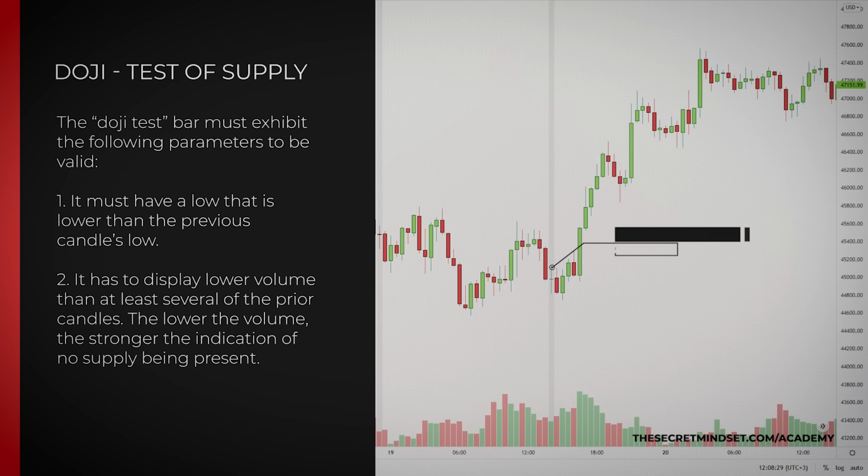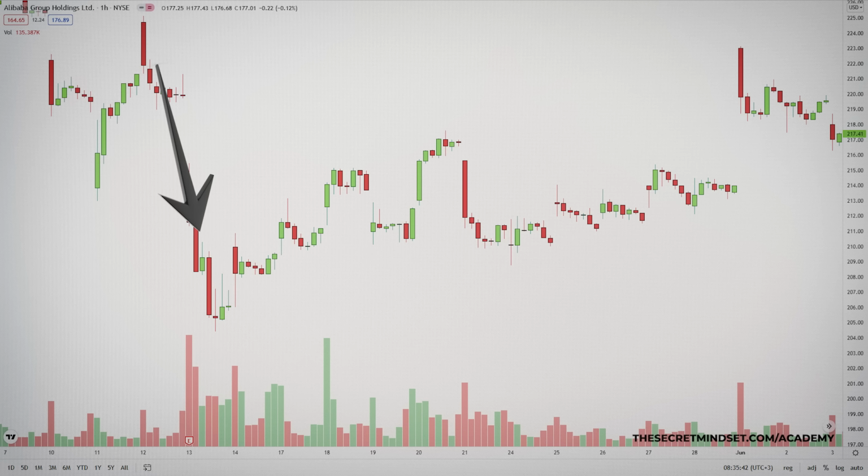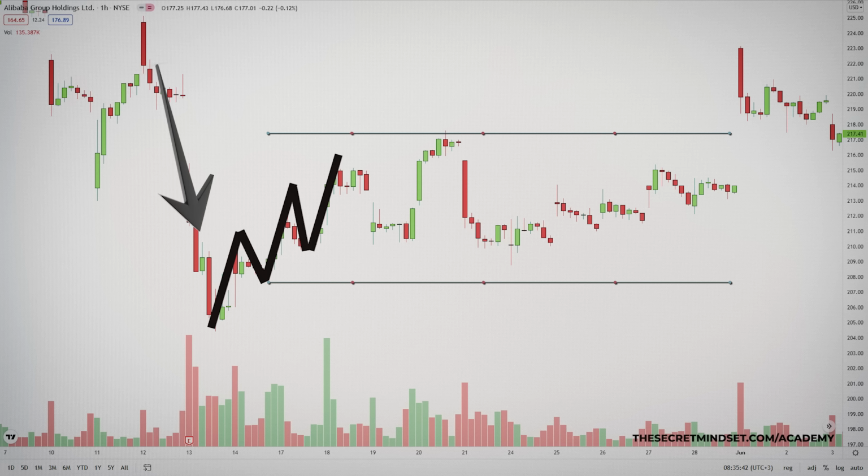The Doji test bar must exhibit the following parameters to be valid. It must have a low that is lower than the previous candle's low, and it has to display lower volume than at least several of the prior candles. The lower the volume, the stronger the indication of no supply being present. Here's an example on the 1-hour chart. Notice this obvious downtrend, with price starting to make higher highs and higher lows. Now we are in a slight consolidation, and we don't know if the price will go up or down.